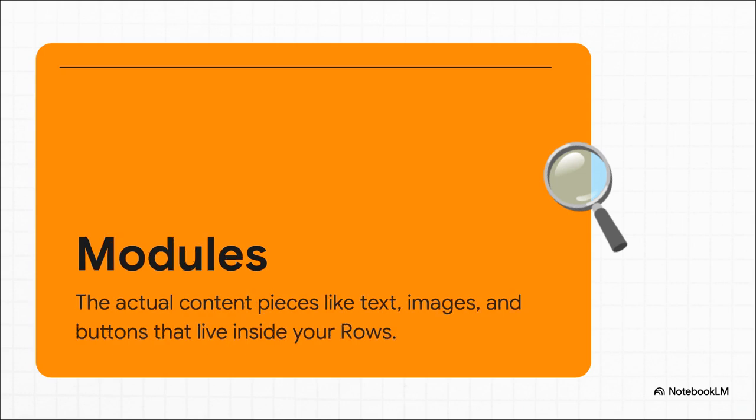And finally, we get to modules. So if sections are the rooms and rows are the furniture layout, then modules are the actual items, the decorations. This is your text, your images, your videos, your contact forms, your buttons. This is the stuff that people actually see and interact with.